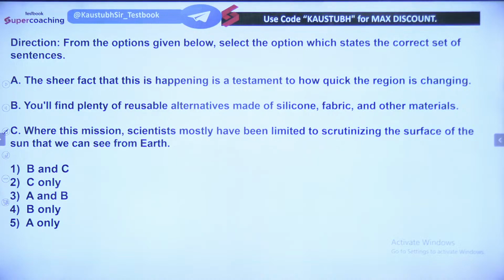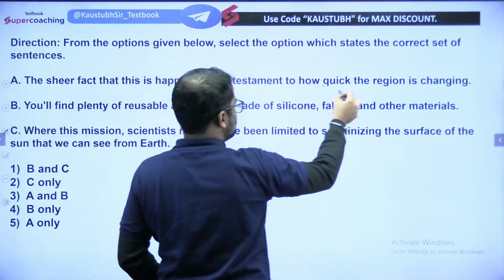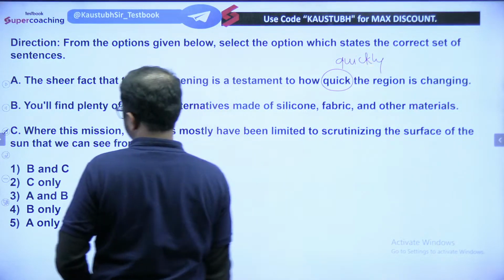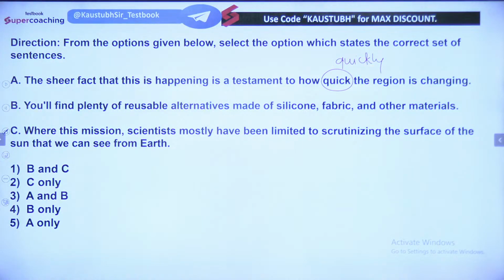हाँ, absolutely correct, Naga. There is error in part A. The sheer fact that this is happening is a testament to how quick the region is changing, nahi, to how quickly the region is changing. How quickly the region is changing. So error in part A, definitely. So we can eliminate options A, B and only A.